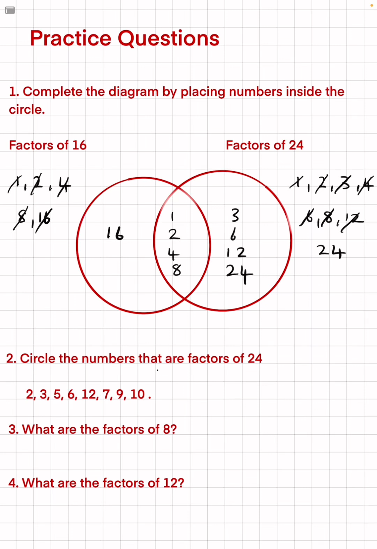Question 2 says circle the numbers that are factors of 24. Factors of 24 are 2, 3, 6, and 12. Question 3 says what are the factors of 8? The factors of 8 are 1, 2, 4, and 8. Question 4 says what are the factors of 12? The factors of 12 are 1, 2, 3, 4, 6, and 12.